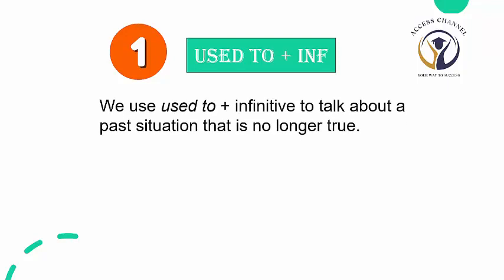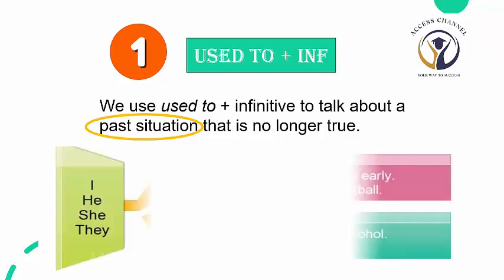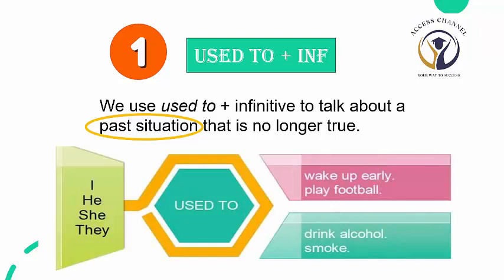We use used to plus the infinitive to talk about a past situation that is no longer true. Something which happened in the past, habits that already happened, or I used to do it in the past but it no longer exists now. Okay? And pay attention, we talk about past habits or past situations. So I can use this form with all pronouns: I, he, she, they.